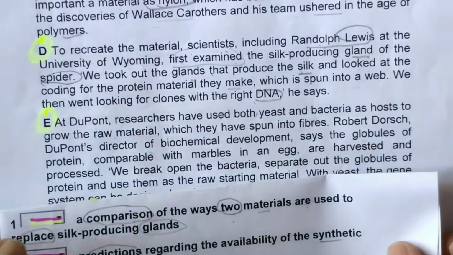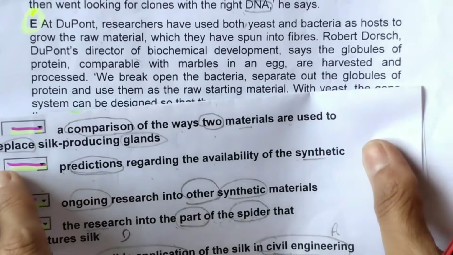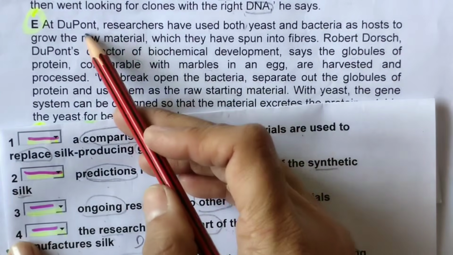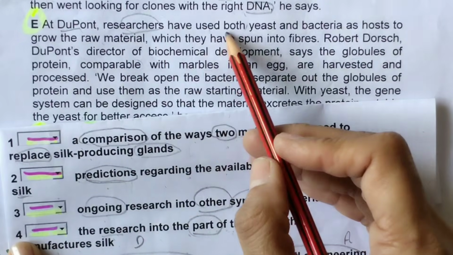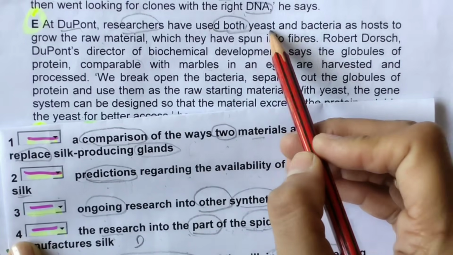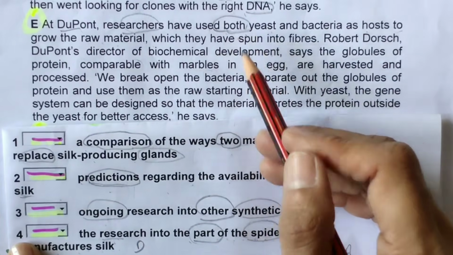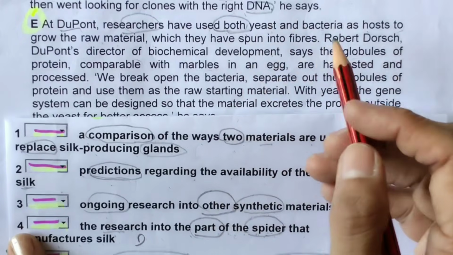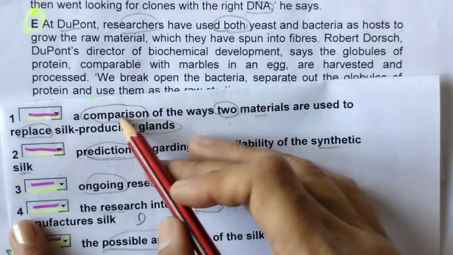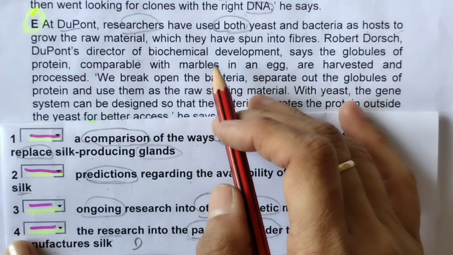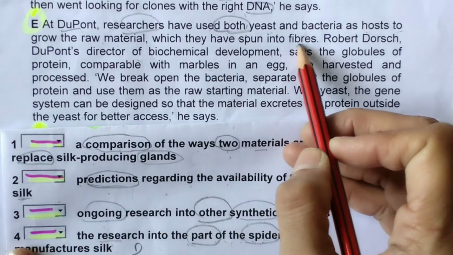Okay, so now E number paragraph, let's see it. At Dew Point again, researchers have used both yeast and bacteria as hosts to grow the raw material. Here two things they are talking about, yeast and bacteria, but we are not sure whether they are doing comparison or not, which have spun into fibers.